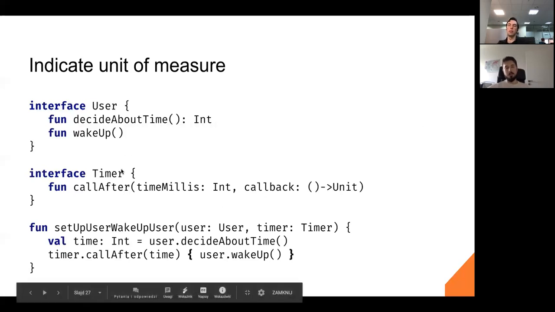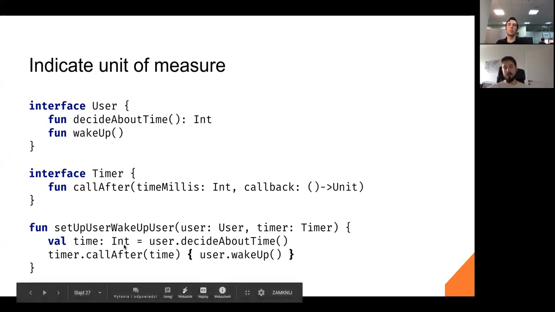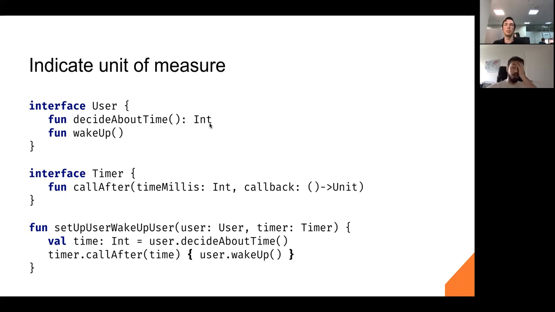So here we have some user that decides about time and some timer that accepts time. And as we said, deciding about time has no way to specify the unit of measure. So here the user can decide about some time. We call it, it looks good, but it might be a total crash. Maybe the user decided about 5 minutes or 5 hours, and the timer expects milliseconds. So it is a bit tricky, and it is better to secure ourselves.